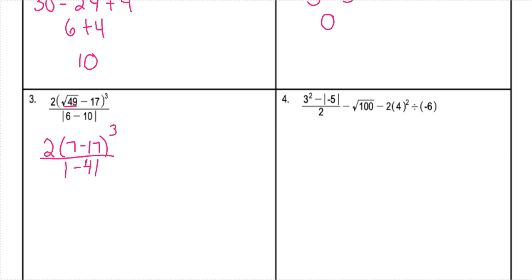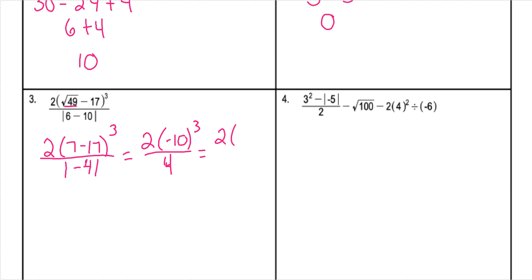All right, then I can keep simplifying that numerator a little bit more. So I'd have negative 10 to the third power. And then in the denominator, the absolute value of negative 4 is positive 4. So I've simplified the denominator as far as I can. Let's finish off the top here.